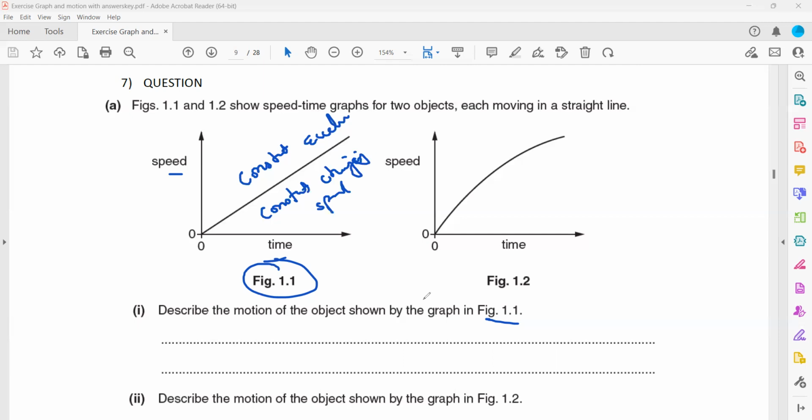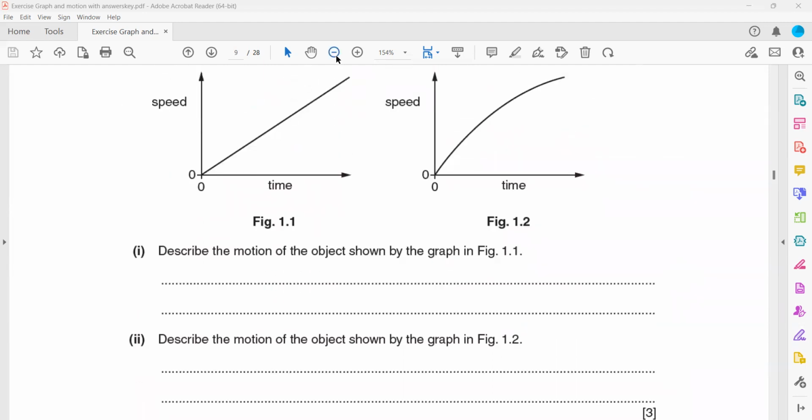What about the motion of the object in figure 1.2? What can you say about acceleration? Decreasing acceleration, increasing speed. How do we know speed is increasing? Here also speed is increasing, but at a constant rate. Here, the increase in the speed is decreasing, or we can say this is decreasing acceleration, or the increase in the speed is decreasing.